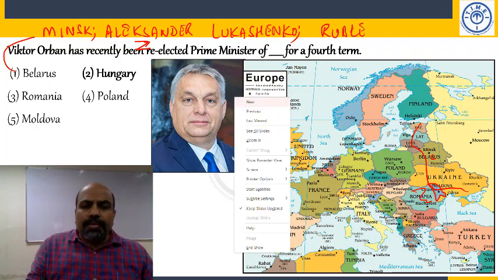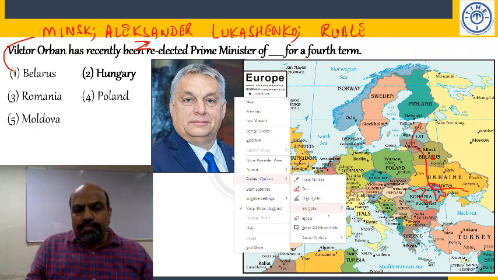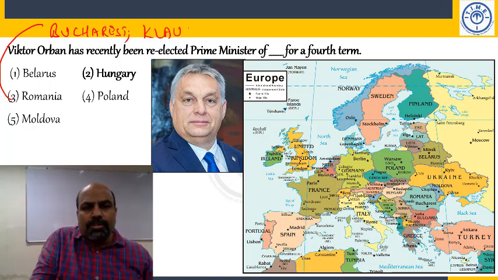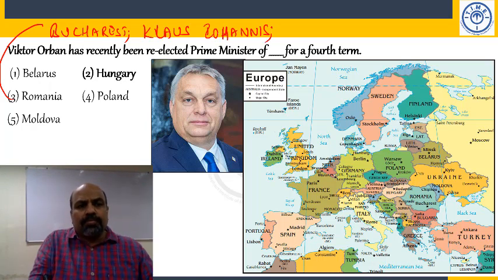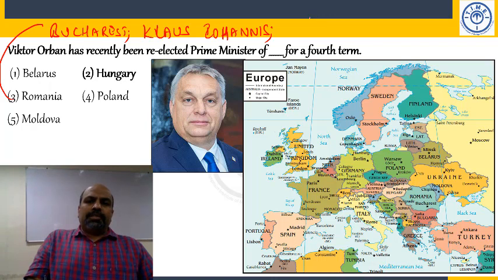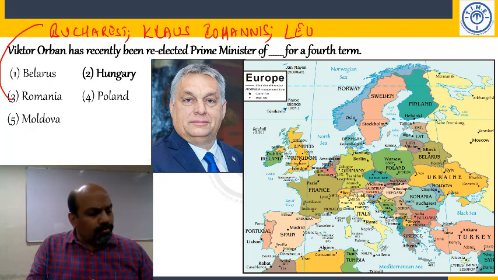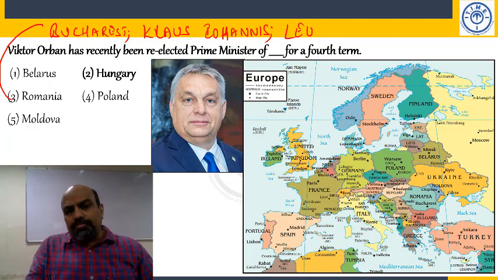And we have Romania. Romania's capital is, you can see the map, Bucharest. The president is Klaus Iohannis. And the currency is lu.